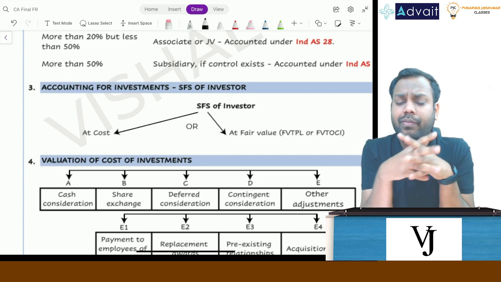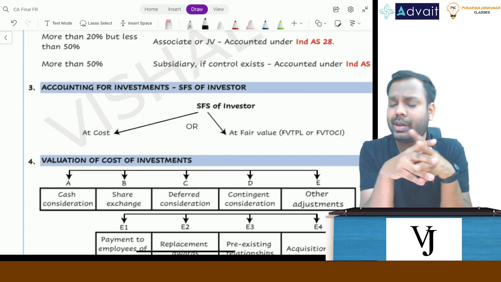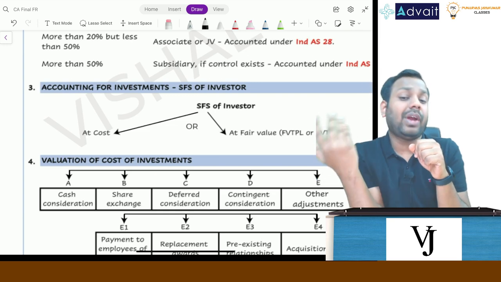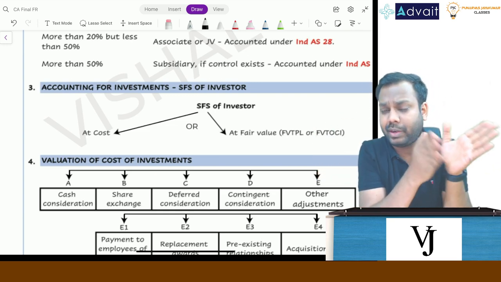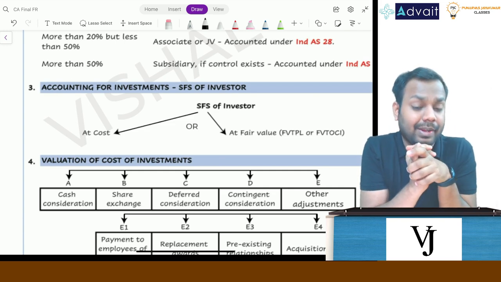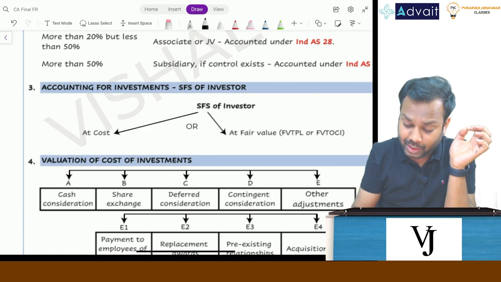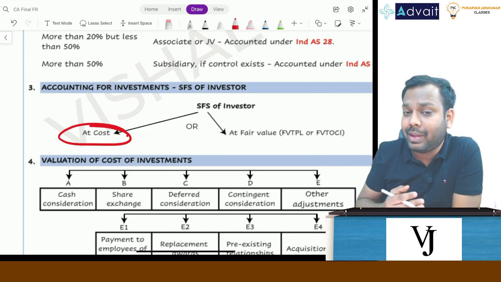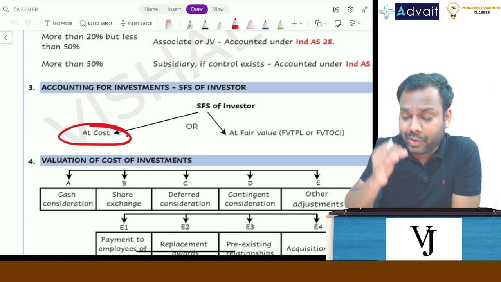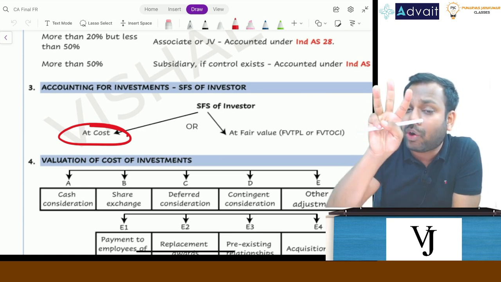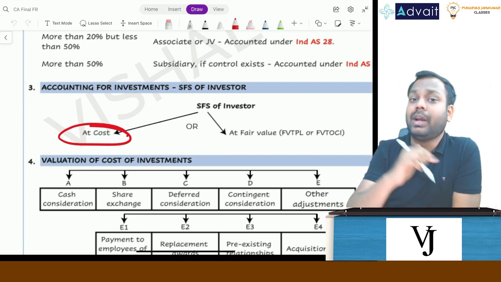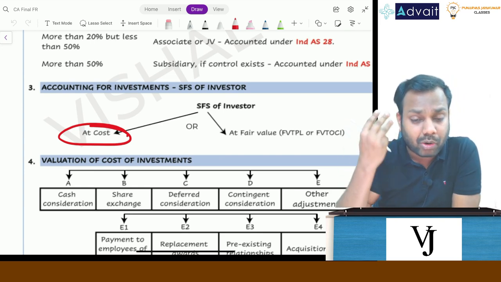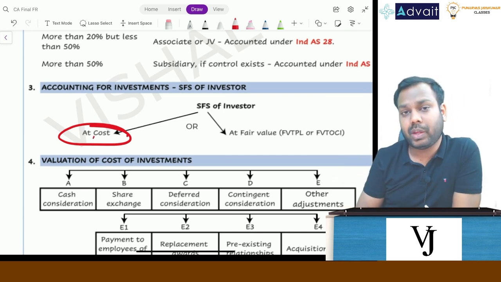Now, if we talk about the default classification, it is a financial asset as per Ind AS 109 and has to be accounted as per FVT P&L, or FVT OCI if held for long term and strategic reasons. That's the default classification. But Ind AS 27 gives you an option to record it at cost. Please listen carefully: if the investment in equity shares of another company is in the nature of subsidiary, associate or joint venture, you can record it at cost.